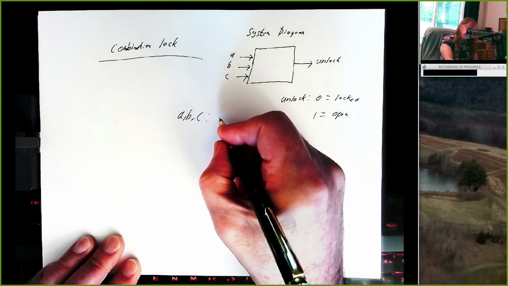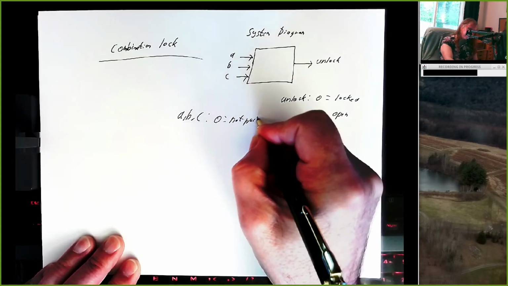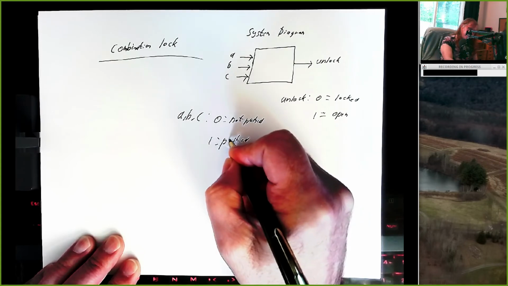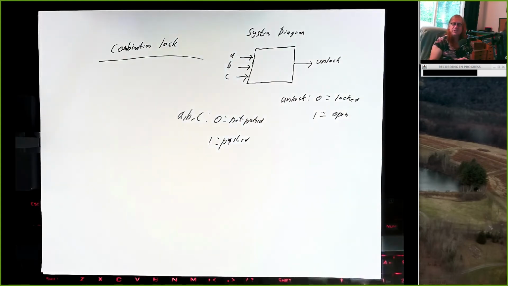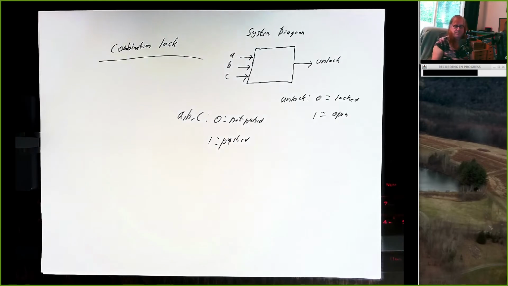So I'm going to say 0 equals not pushed. 1 equals pushed. If I'm thinking of these as push buttons, I'm imagining that if I don't touch the button, it's going to be generating a 0. If I touch the button, I'm going to be generating a 1. But I could do it the opposite way. I could say if I don't push the button, it's a 1. If I push it, it's a 0. Or if these are flip switches, I could say if I flip it up, it's a 1. If I flip it down, it's a 0.